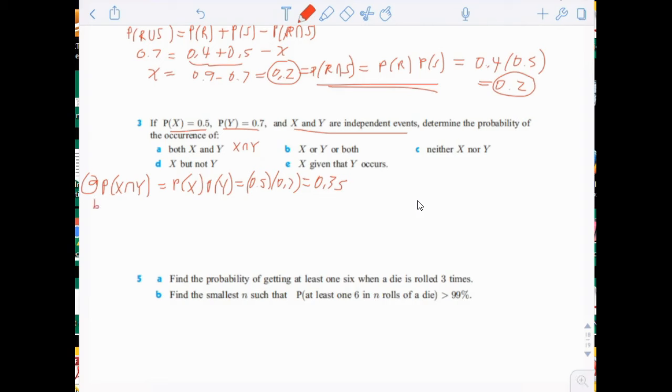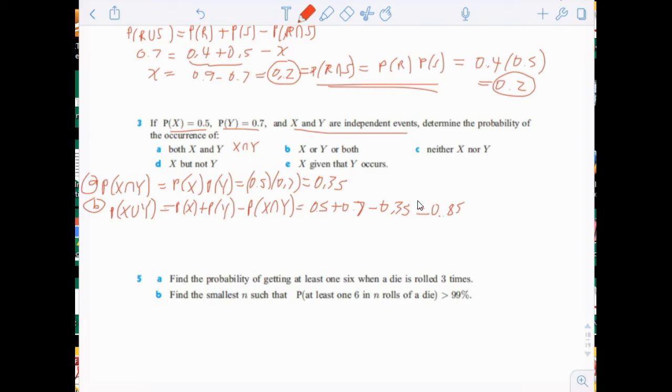What about B? What's the probability of X or Y or both? So that would be the probability of X union Y. The probability of X union Y is equal to the probability of X plus the probability of Y minus the probability of X intersect Y, which is equal to 0.5 plus 0.7 minus the intersection, which is 0.35. We just found that in part A. So we have 1.2 minus 0.35, which is 0.85.